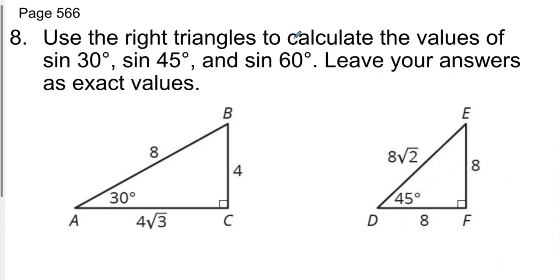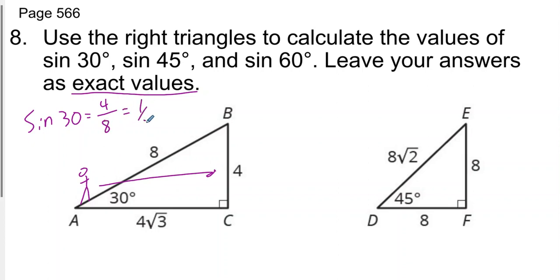Use the right triangles to calculate the values of sine of 30, sine of 45, and sine of 60 degrees. Leave your answers in exact values. That's going to mean we're not going to use a calculator. It's actually easier. So the sine of A, or 30, would be opposite, if I'm here, my opposite is across, 4, over hypotenuse 8, which would be 1/2. So I could say sine of 30 degrees equals 1/2.